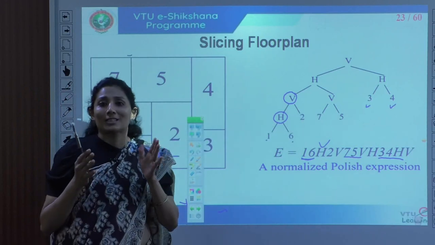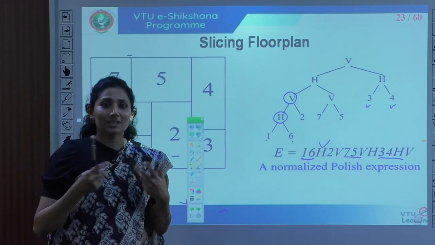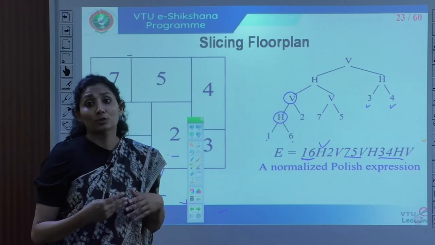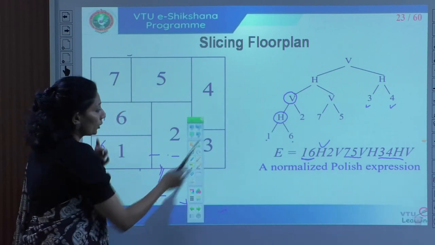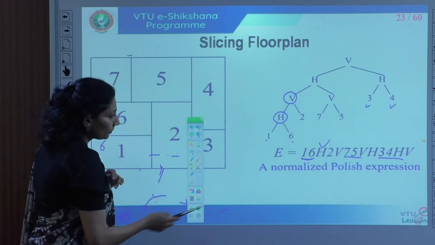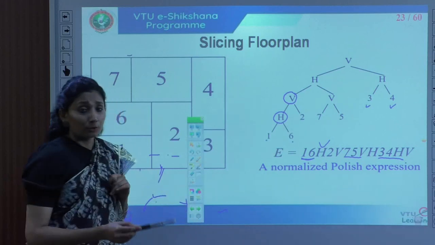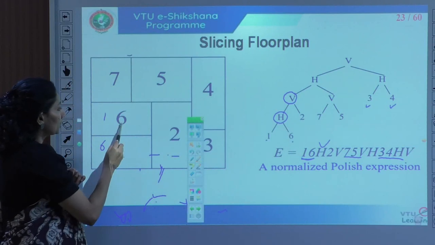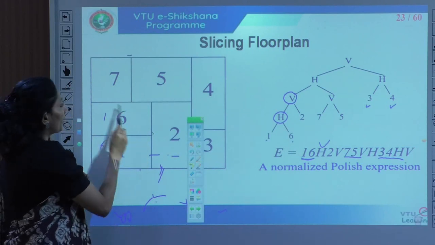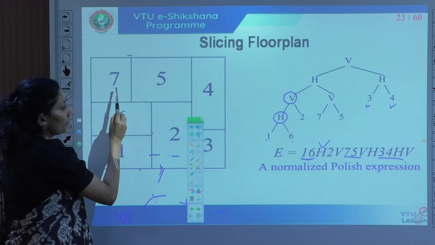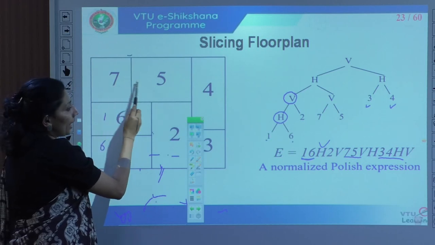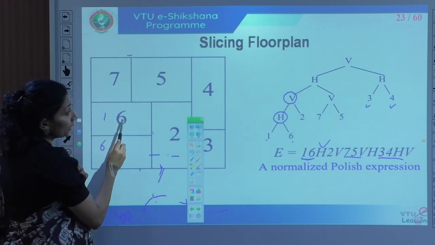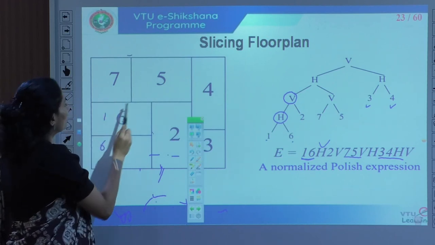Okay, so slicing floor plan is very easy to handle. When you change the polish expression, the floor plan changes accordingly. According to this particular floor plan, if I read the polish expression 1 6H, then you will have one more horizontal cut that separates 7 and 5. Correct, a horizontal cut that separates 6 from 7.